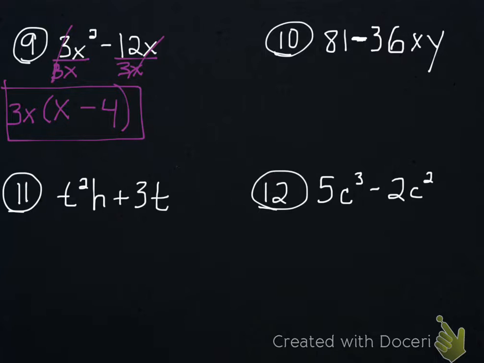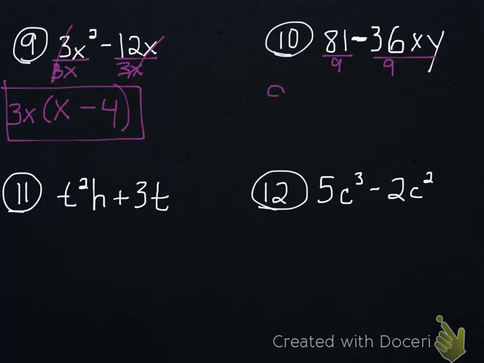Number 10. 81 and 36. Well, they're both divisible by 9. All right, let's start there. 9 and 9, right? 81, 36. So divide it by 9. So 81 divided by 9 is 9.